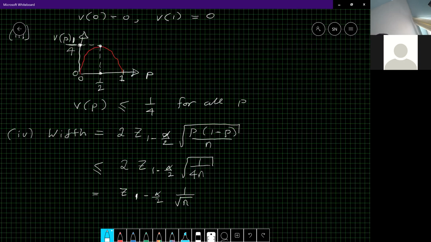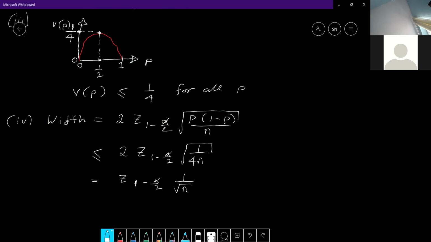Okay, so this becomes this. And if n is 1000, so this is the upper bound. So if n is equal to 1000 and 95%, which means 100 times 1 minus alpha is 95.